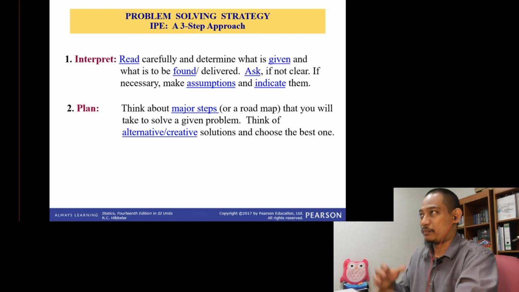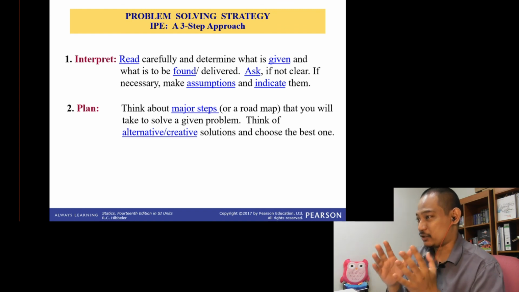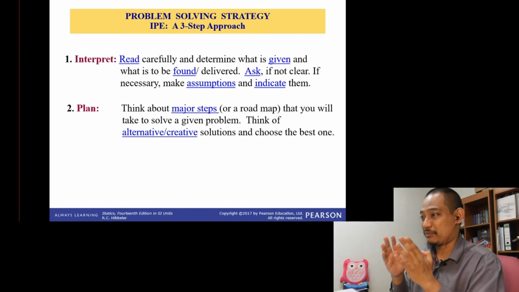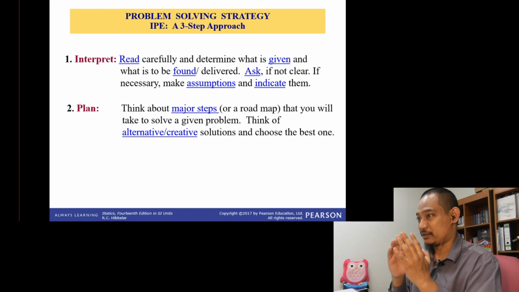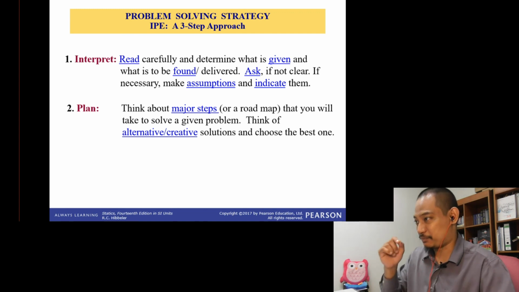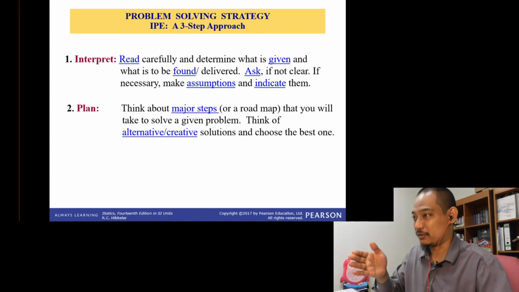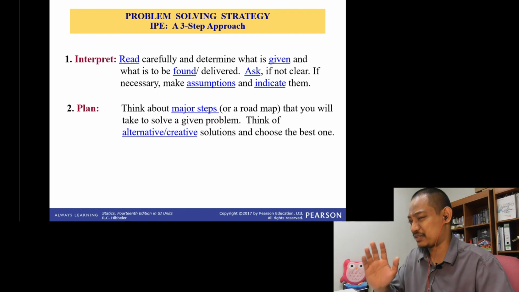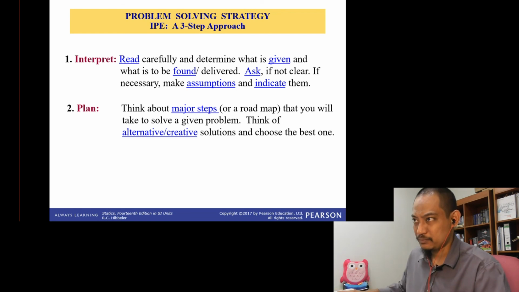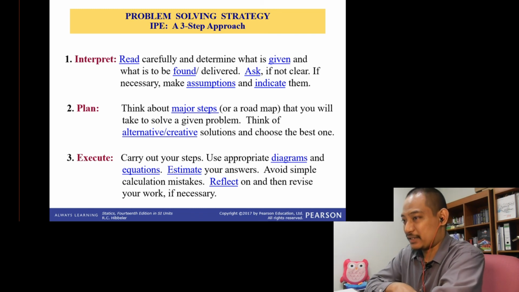Second, plan. So plan the steps of how to solve, and then think of alternative creative solutions. This as well will become very important in the later chapters, because one problem can be solved 2, 3, 4 different ways. Certain ways are short, certain ways are very very long. So you might want to spend 1 minute to plan before you select your best solution, right? Because if you straight away solve and then you realize, oh, this one is too long, you already wasted too much time, especially in the exam. But in the first 1, 2, 3, 4, 5 chapters it is quite straightforward. And then execute. Carry out your steps, use appropriate diagrams and equations.